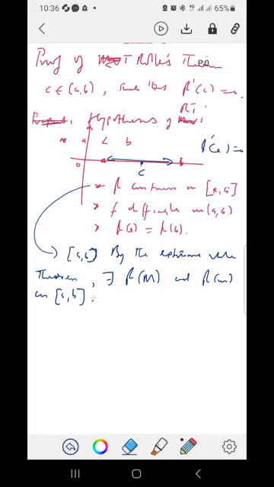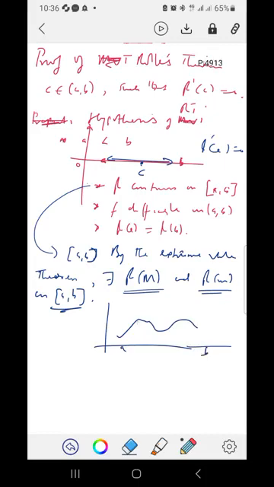That is, since f is continuous on [a, b], then f must have the highest value and the lowest value within this interval. If this is a function between a and b, there must be a highest point on it and a lowest point on it. That's what we are saying.